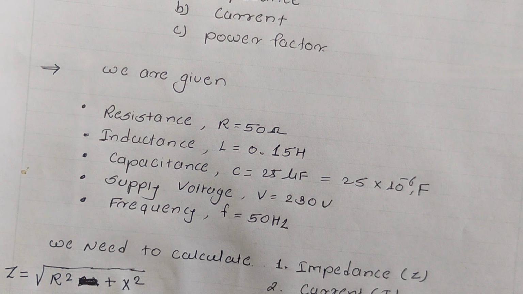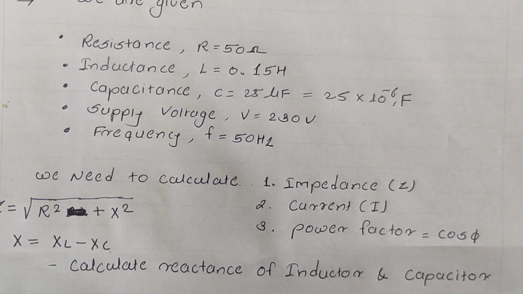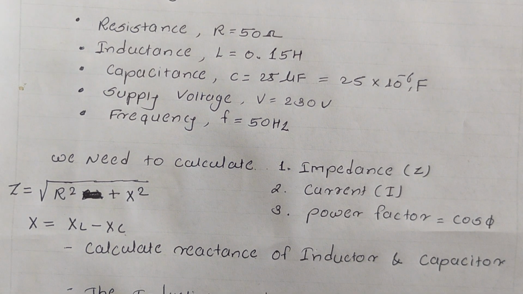So we are given resistance R equals 50 ohm, inductance L equals 0.15 Henry, capacitance C equals 25 microfarad, which we convert into farad: 25 into 10 raised to minus 6 farad. Supply voltage V equals 230 volt and frequency f equals 50 Hz. We need to calculate the impedance Z, current I and power factor, cos phi.